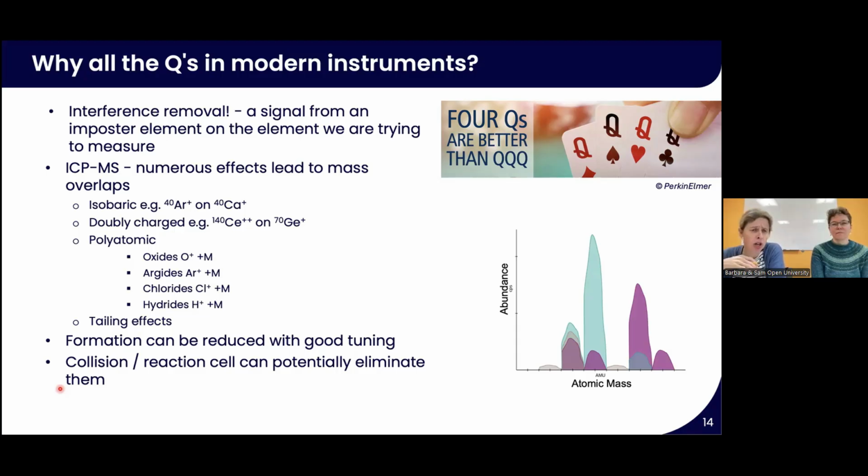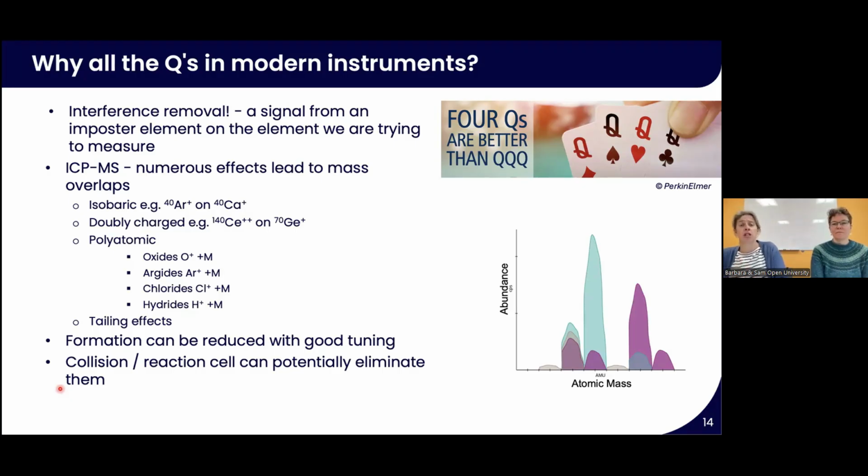We can create polyatomic species, so a whole host of things here: oxides, argides, chlorides, hydrides, nitrides if we were introducing our sample in nitric acid, and these can all have an effect. And then there are also tailing effects that we need to consider. Argon has a huge peak because that's the majority of the plasma. There's not very much else in there, and these tailing effects can overlap onto the adjacent masses. Potassium on mass 39, for example, has a huge tailing effect from argon.